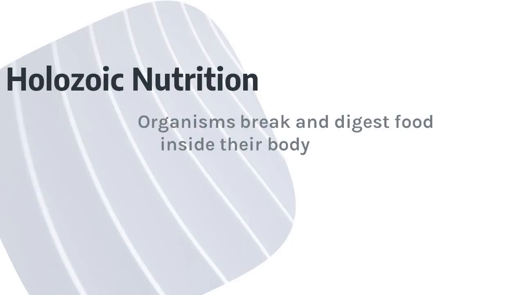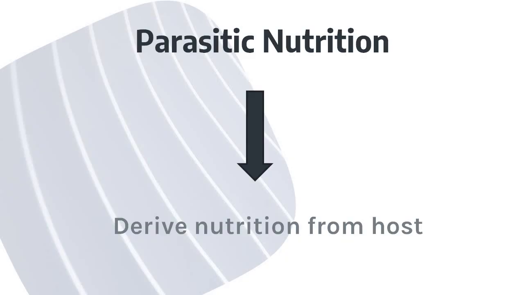But on the other hand, there are some other organisms like human beings and animals. They take the whole food into the body and then start the breaking down of food. They are called holozoic animals. In the same way, there are some organisms that derive their nutrition from plants and other animals, and they are called parasitic animals. For example, lice, leeches and tapeworms.